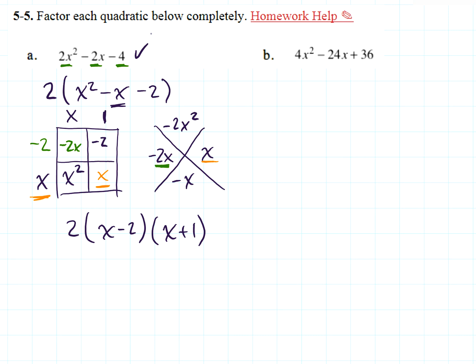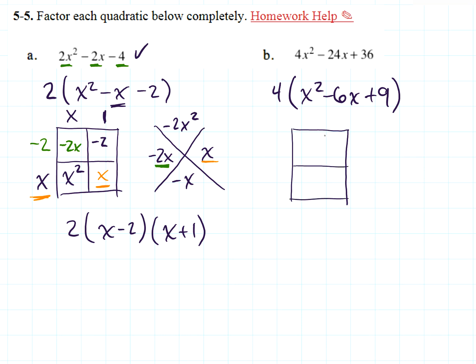I'm just going to get you started on B. I think you can finish it off. The one thing that I do notice on B is I have a common factor of 4. So when I bring out that common factor of 4, I'm left with an x squared. Negative 24 divided by 4 is negative 6 times x, and 36 divided by 4 is 9. So I've removed my greatest common factor, and your job right now is to fill out this generic area model and then to use this diamond problem to factor this completely.